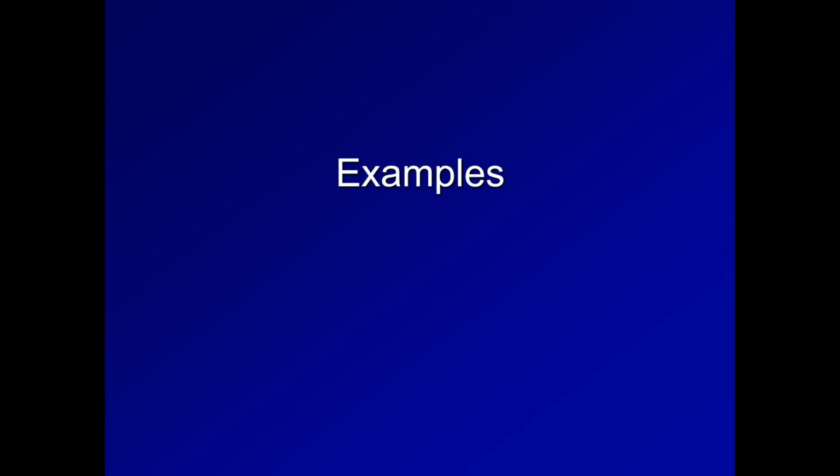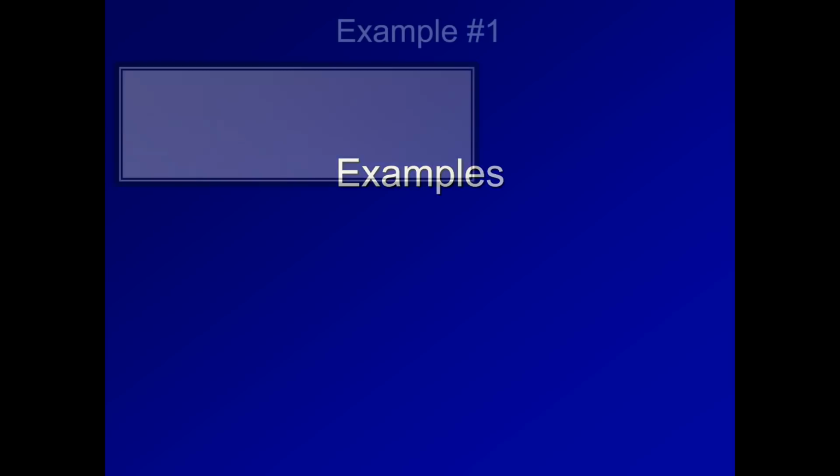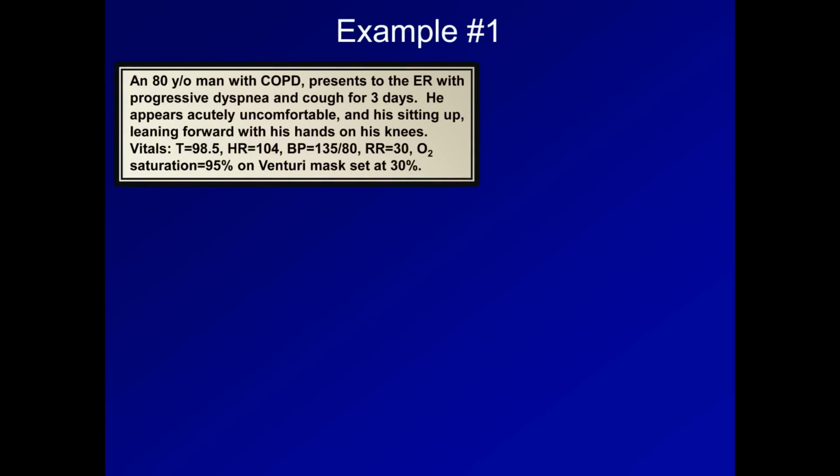At this point, I'm going to go through 3 examples of how supplemental oxygen impacts the analysis of an ABG. Example 1. An 80-year-old man with COPD presents to the ER with progressive dyspnea and cough for 3 days. He appears acutely uncomfortable and is sitting up leaning forward with his hands on his knees.